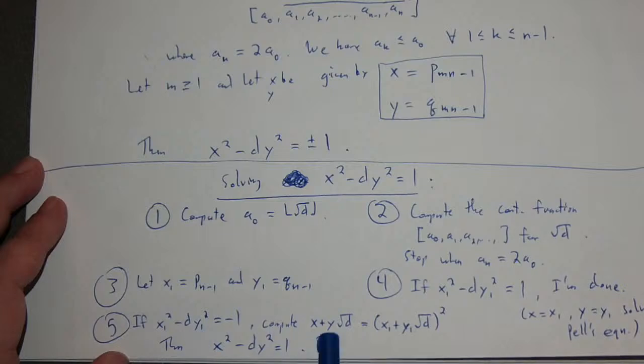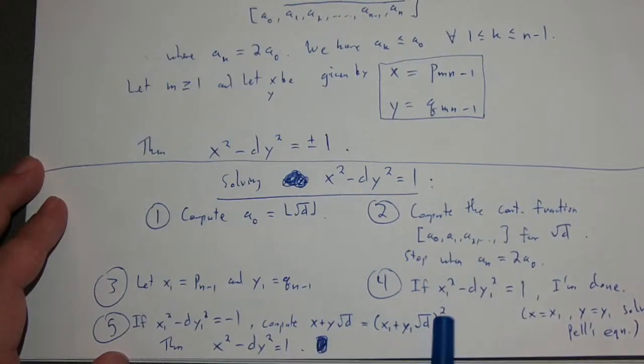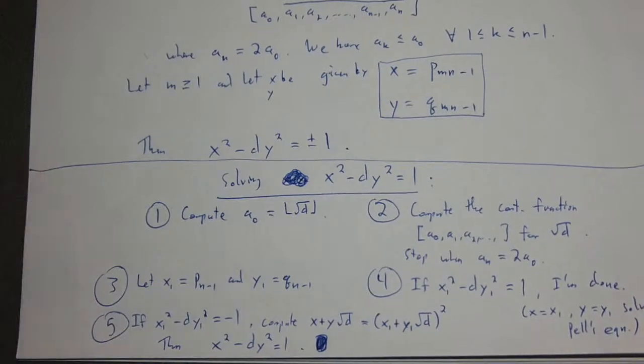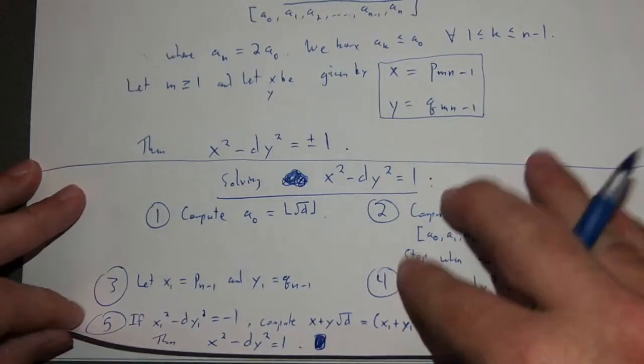So what I do to get my x and y is I take my x sub 1 and y sub 1 here, and I write them in this conjugate form, x sub 1 plus y sub 1 times square root of d, and I square that, and I rearrange it into this conjugate form, and then whatever that x and y is, I just read that off from that form, and that will be guaranteed to solve Pell's equation. Okay, so that seems a little confusing written out like that, so let's actually do an example of this.